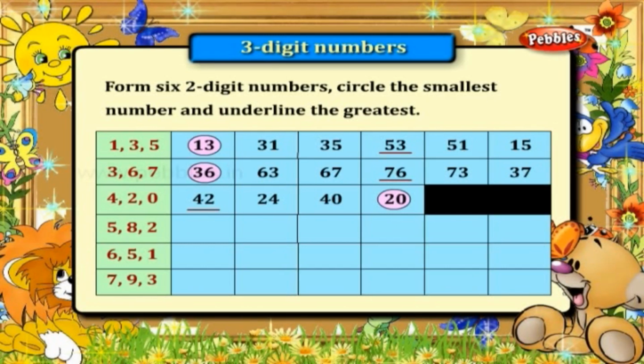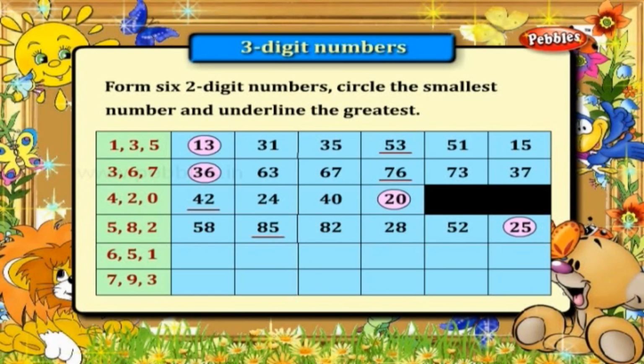From 5, 8 and 2, we get 58, 85, 82, 28, 52 and 25. Here, 25 is the smallest number and 85 is the greatest.